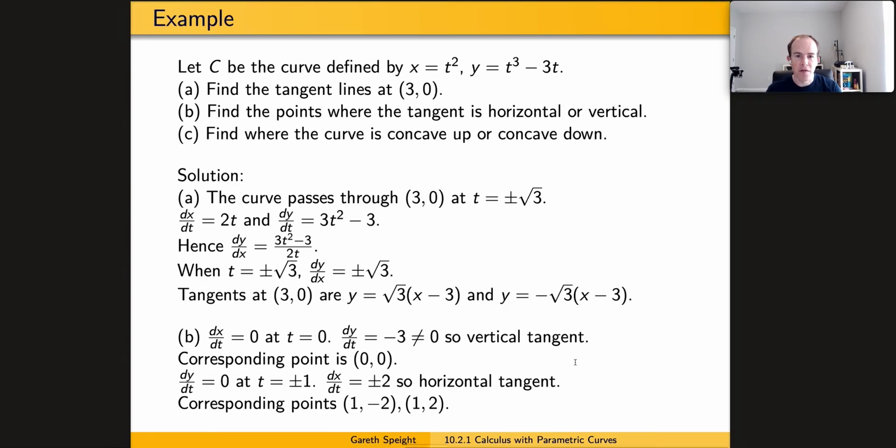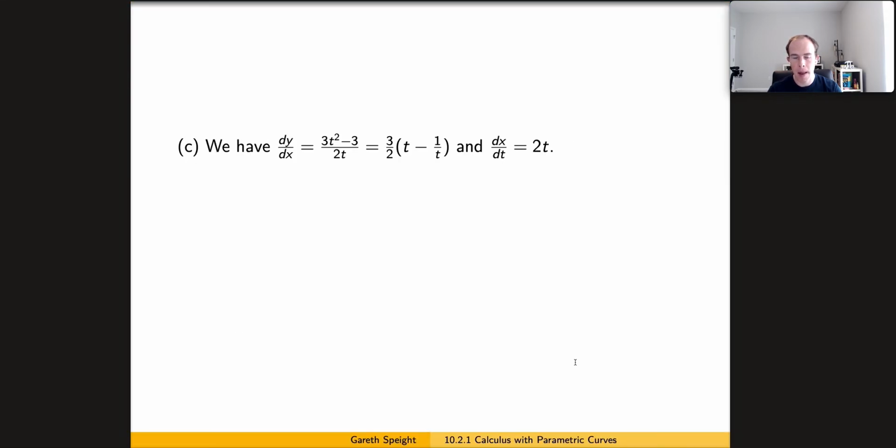Okay, next up, we want to find where the curve is concave up and concave down. And remember, we said that if we want to find the second derivative of y with respect to x, which is what we need to find concavity, we have to do d/dt of dy/dx, all divided by dx/dt. Right, so we have to repeat the process we just did with y replaced by dy/dx.